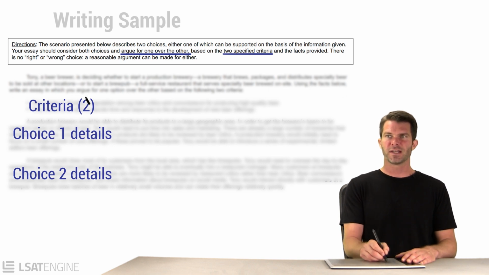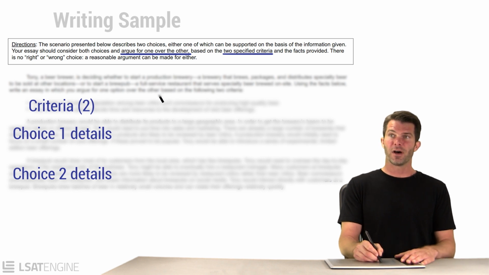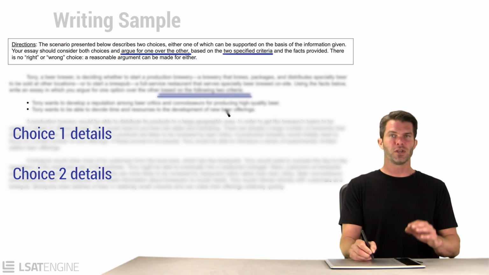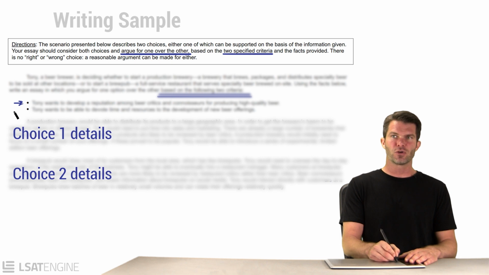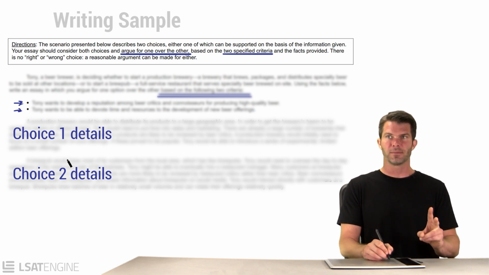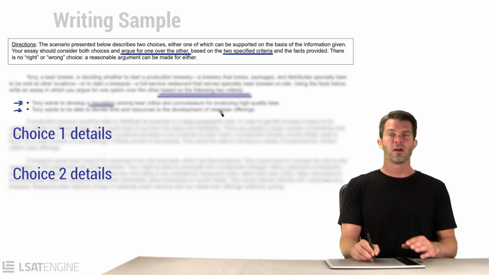Using the facts below, write an essay where you argue for one option over the other based on the following 2 criteria. And I'm going to underline this twice because it's so important. It's really important that when you argue for one side over the other, that you do so by appealing to these 2 criteria. There are always 2 criteria. And for Tony, the thing he cares about is he wants to develop a reputation among beer critics and connoisseurs for producing high-quality beer. So he cares about his reputation. He also wants to be able to devote time and resources to the development of new beer offerings. Those are the only 2 things Tony cares about.